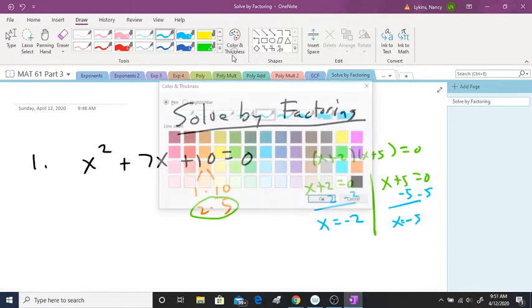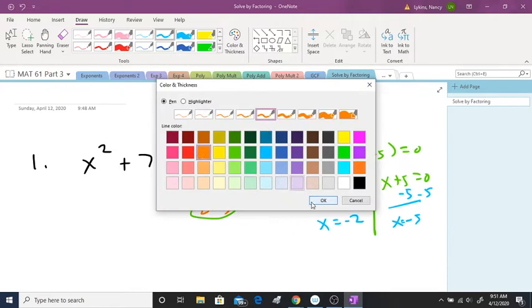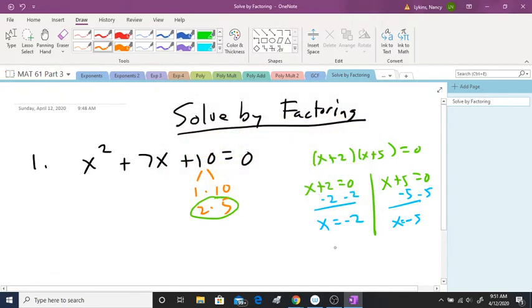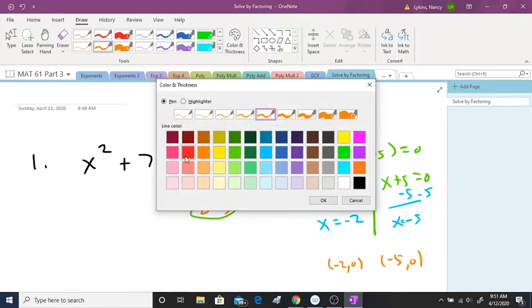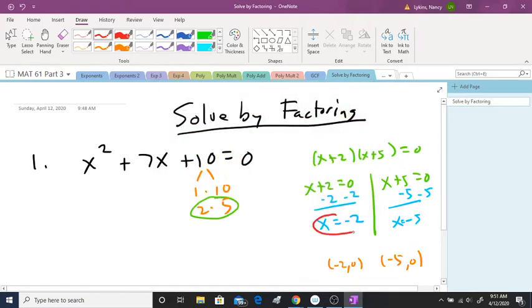So what this actually tells us is if we were going to graph this trinomial, or in other words, quadratic, this would be (-2, 0), (-5, 0), where the line would meet on the x-axis. But what we're interested in is this right here, x is -2, x is -5.